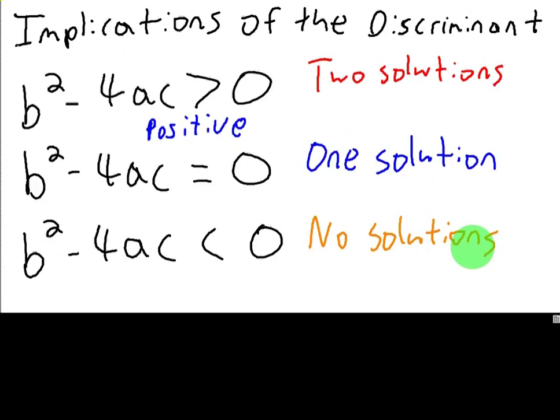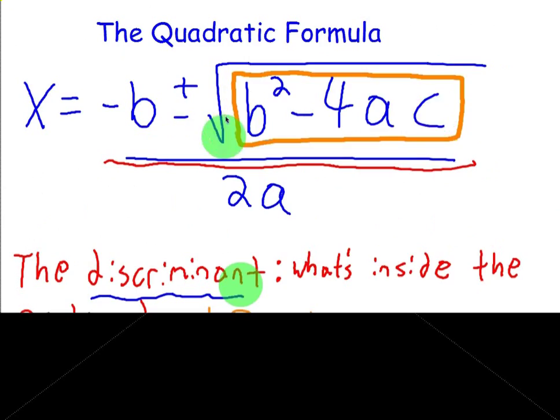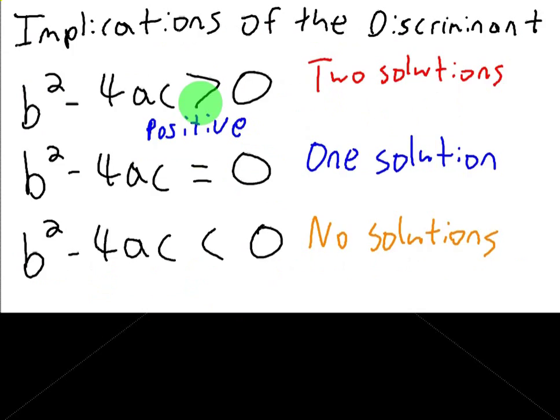So the reason why this is true, let's go back and look at the formula. So we have a square root here, right? And this says plus or minus. So if this is positive, then we're going to have plus whatever that radical is and minus whatever the radical is. And so putting that together, that's going to give us two different answers for x, which is why when we have a positive discriminant, we have two solutions.